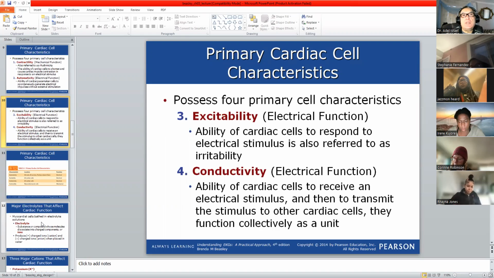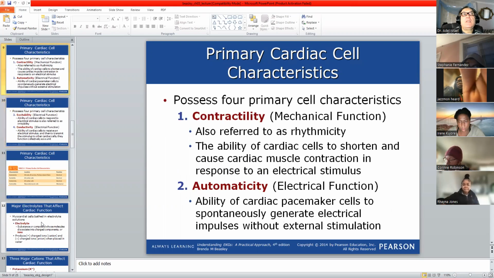So we notice that we have 4 criteria, and all of them are electrical except the first one, which is contractility. It is mechanical. So pay attention. This is a question in the exam about the nature of the criteria. Which one is mechanical? Which one is electrical? I hope it is clear.